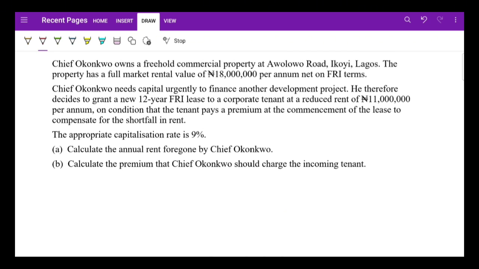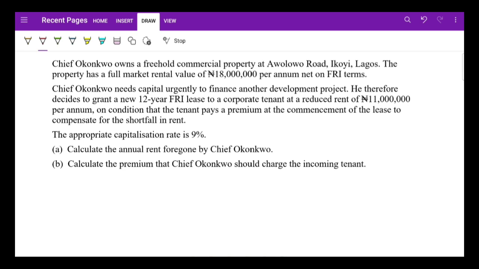The appropriate capitalization rate is 9%. Calculate the annual rent forgone by Chief Okonkwo. Calculate the premium that Chief Okonkwo should charge the incoming tenant. So, unlike the previous question where we had been told that a premium had been paid and the amount for that premium was given, and then we were tasked with ascertaining the appropriate rent to be received, this question now tells us the rent that has been negotiated between the landlord and the tenant and wants us to ascertain what the appropriate premium should be.